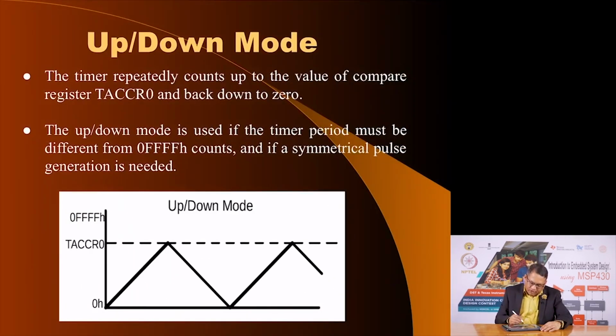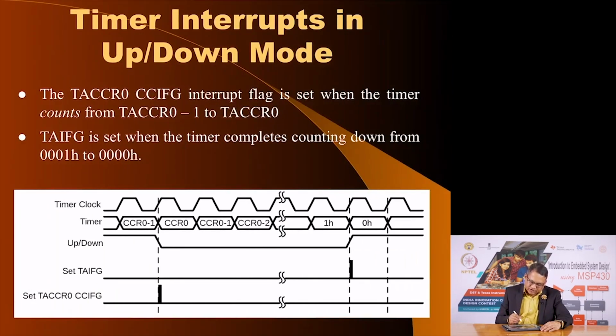In the up-down mode it goes from 0 to the maximum value set in this register, and once it reaches there it decrements until it reaches 0. In this mode it is going to generate an interrupt when it is just reaching that value and when it is reaching 0.